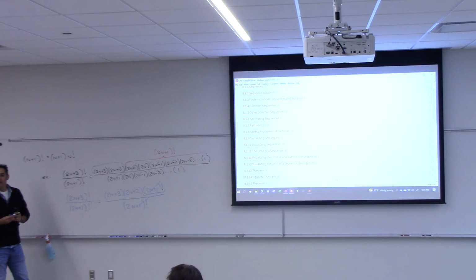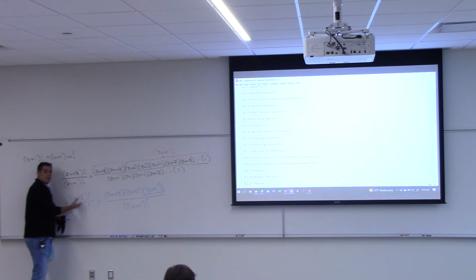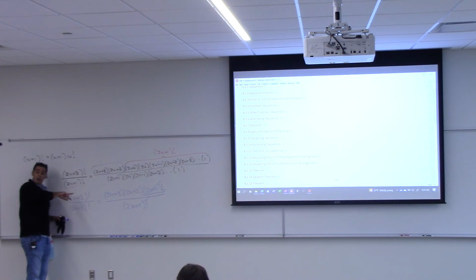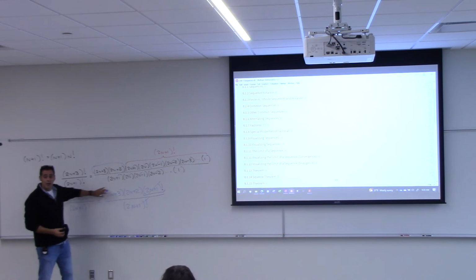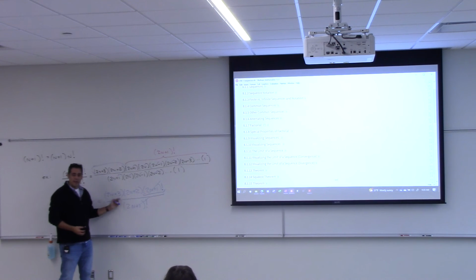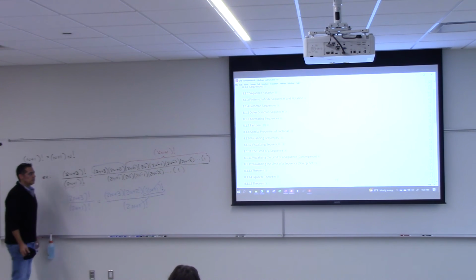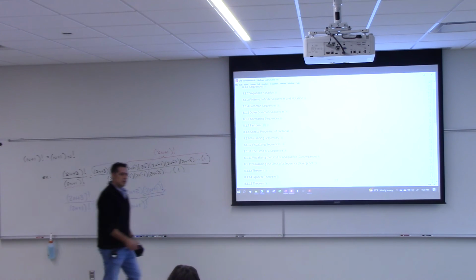Questions? If this was larger than this, then that's what would happen. Now, if I flipped it over, what if it was flipped over and the 2n plus 3 was on the bottom? I would do the same thing. I would leave the numerator alone, and I would start breaking down this denominator, and then they would still cancel, but this stuff would be on the bottom, and we'd have a 1 on top. So it would be the reciprocal of this. Any other questions?